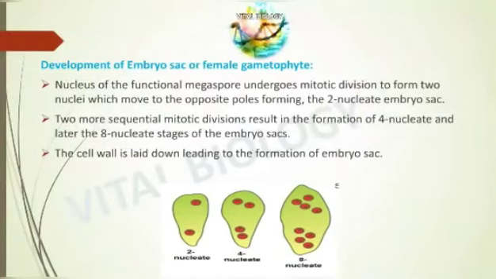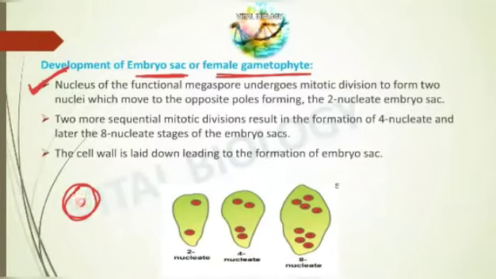Let us move on to the next slide, that is the development of the embryo sac, or female gametophyte. First point, observe it carefully: the nucleus of the functional megaspore. We took only one megaspore, right? So this is a cell and this is the nucleus, right?